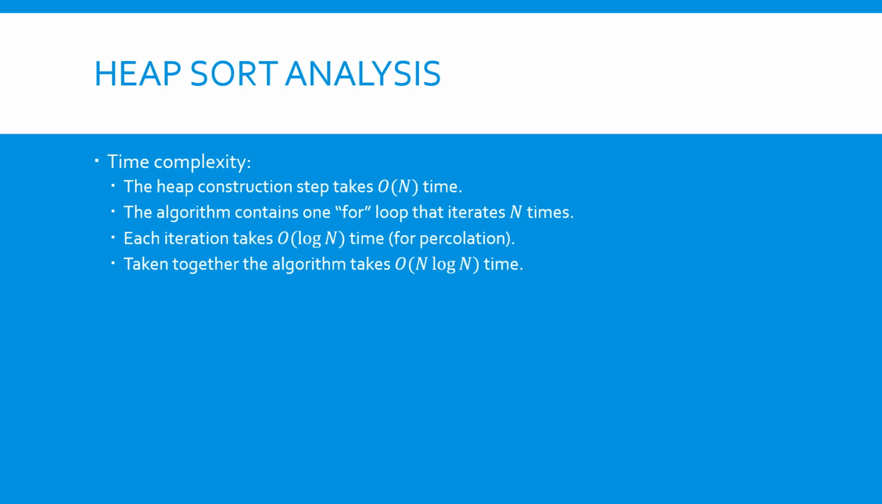Then, for the for loop, we know that it will iterate n times. For each iteration, while outputting and deleting the root only takes a constant time, we need to spend O(log n) time to adjust the heap. Taken together, the for loop needs O(n log n) time to complete. And it dominates the O(n) time needed for heap construction, making the time complexity for the overall algorithm O(n log n).